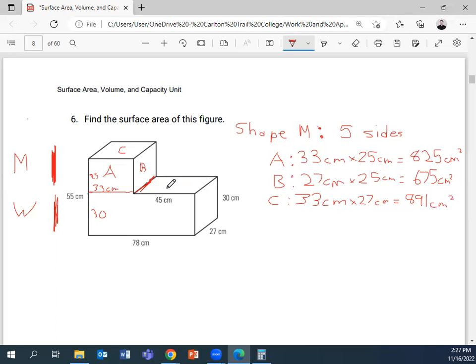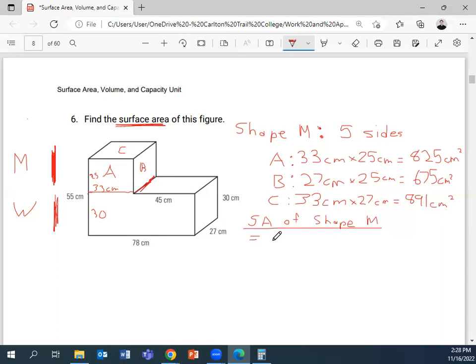Now what I'm going to do is figure out the, so I'm going to write SA. What do you think SA means? Surface area. Surface area, you bet. Because again, I'm lazy. We can be lazy. So I'm going to say the SA of shape M. I'm going to do that nice underline there, keep it nice and organized.